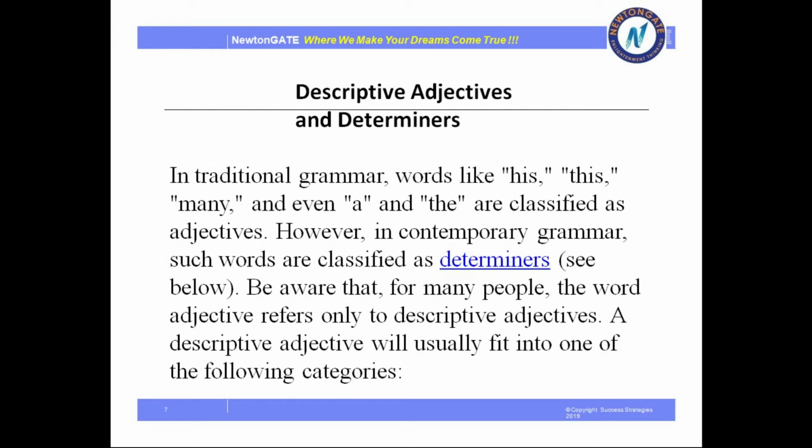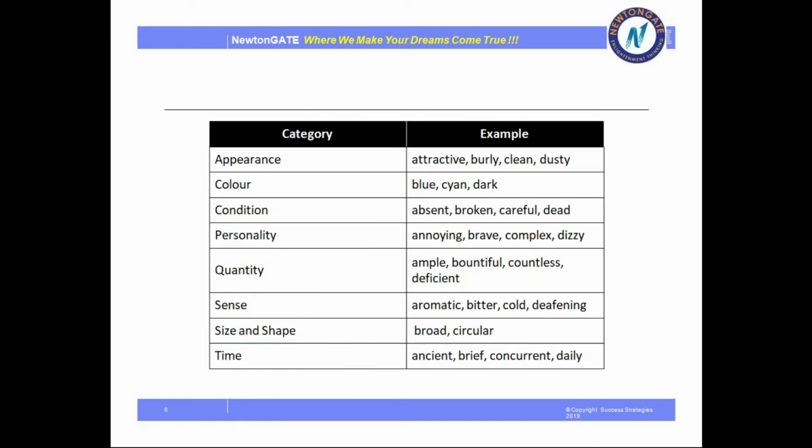Now, in the next portion, it is written descriptive adjectives and determiners. In traditional grammar, words like his, these, many, and even a and the are classified as adjectives. However, in contemporary grammar, such words are classified as determiners. See below, there is a list of categories and examples: appearance, attractive, burly; color, blue, cyan; condition, absent, broken; personality, annoying, brave; quantity, ample, bountiful; sense, aromatic, bitter; size and shape, broad and circular; time, Asian, brief. I have given you some examples, but you will find more examples outside also.